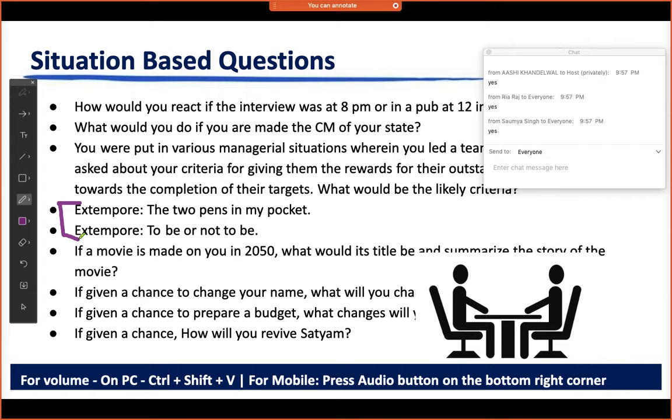Now, the last four questions which are there are giving you opportunities to show what change and how you can bring it about. Right? So, these are optional kind of things which are put at you. Like, for example, if I made a movie on you in 2050, what would the title of the movie be? Very interesting. I want all of you guys to think about it and tell me.